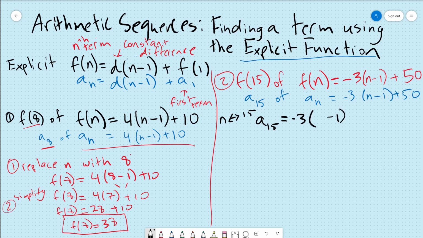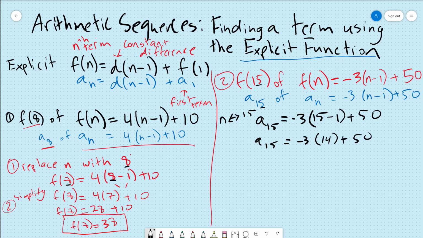And then I also have to replace this n in here. What did I replace it with over here? Well, it looks like I put an 8 in there, so I'm going to do the same thing here. I'm going to take that 15, and I'm going to put it in there. And from there, I'm going to simplify out by doing the same subtracting by 1.